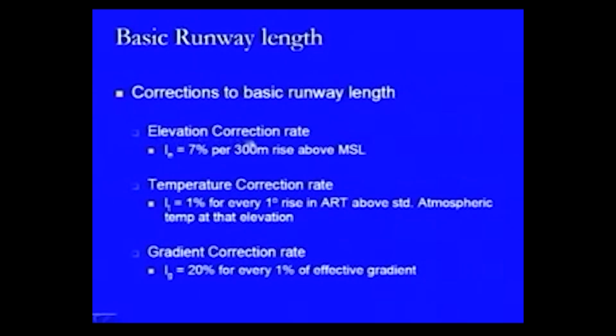The first correction is the elevation correction, at the rate of 7% per 300 meter rise above mean sea level. We will compute the value of this correction as LE. Then there is the correction for temperature, which is 1% for every 1 degree centigrade rise in the airport reference temperature above the standard atmospheric temperature at that elevation. And then there is the gradient correction, LG, which is 20% for every 1% of effective gradient. Whatever value we compute here will go subsequently to the other correction.